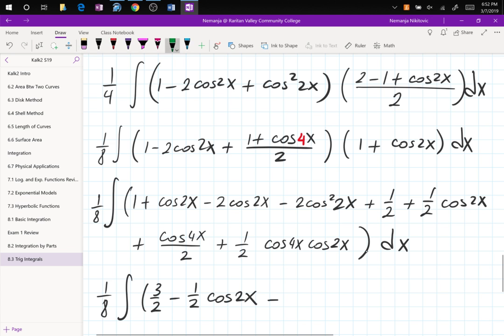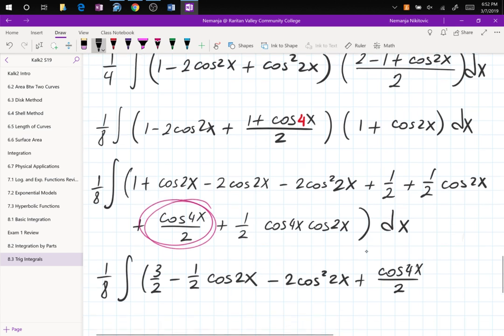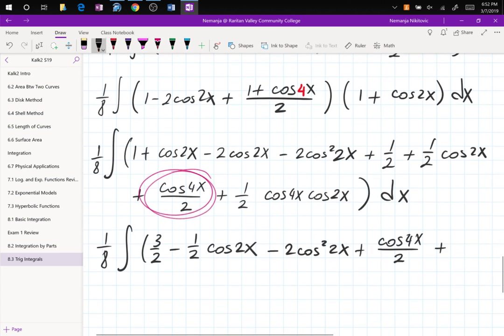So the next term is this solo term, which is this one. So that's negative 2 cosine squared 2x. Yeah, that one actually has to be power reduced. Plus another solo term right here. No other 4x's around. This one is different, right? Because it's attached. So copy that one. Cosine 4x over 2. And now plus the million dollar term.